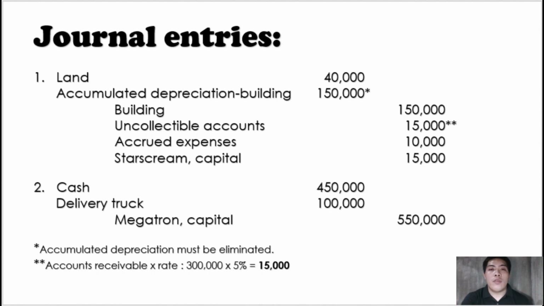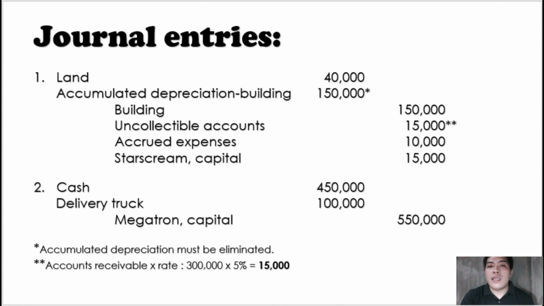We have to debit land for 40,000 kasi nga kailangan natin dagdagan yung land for 40,000. Then, we have to credit uncollectible accounts for 15,000. Paano na-compute yung 15,000 na yan? Yan, nasa baba. Yung accounts receivable natin, i-multiply ng rate. Yung 300,000 natin kanina na accounts receivable multiplied by 5%, we have 15,000. Then we have to credit accrued expenses kasi na-recognize natin yung accrued expenses for 10,000. Then kung titignan nyo, we have credited building for 150,000. Then we have debited accumulated depreciation for building 150,000.